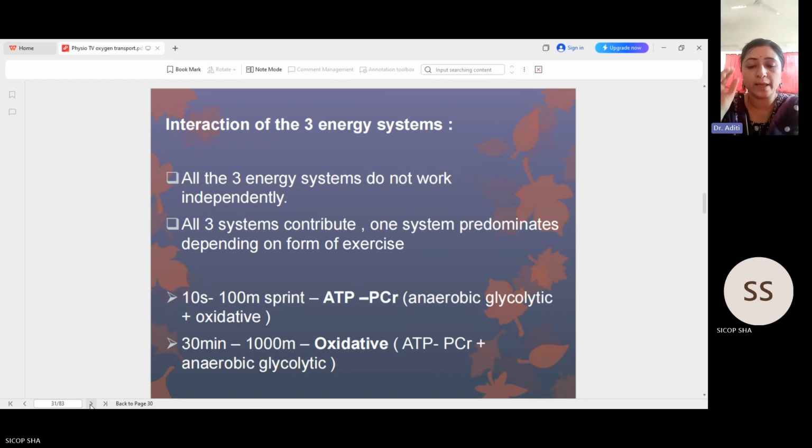So it does not mean that one system will act independently or exclusively. It is going to be a combination of all the three systems. Just the difference is one system might predominate over the other, depending on the duration and the intensity of the activity.